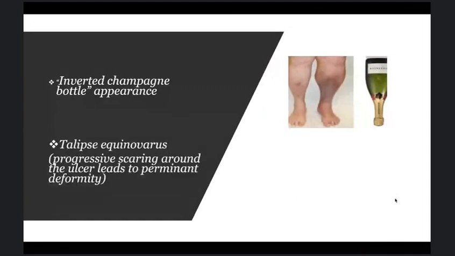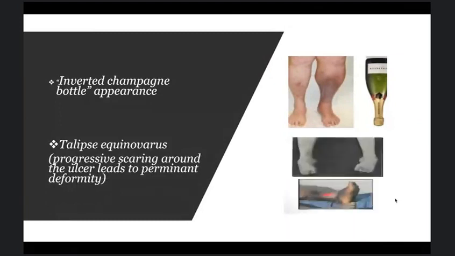In this condition there is deformity, due to progressive scarring around the ulcer, leading to permanent deformity.